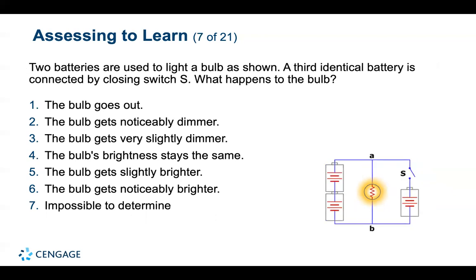Two batteries are used to light a bulb as shown. A third identical battery is connected by closing switch S. What happens to the bulb? And the bulb gets very slightly dimmer.